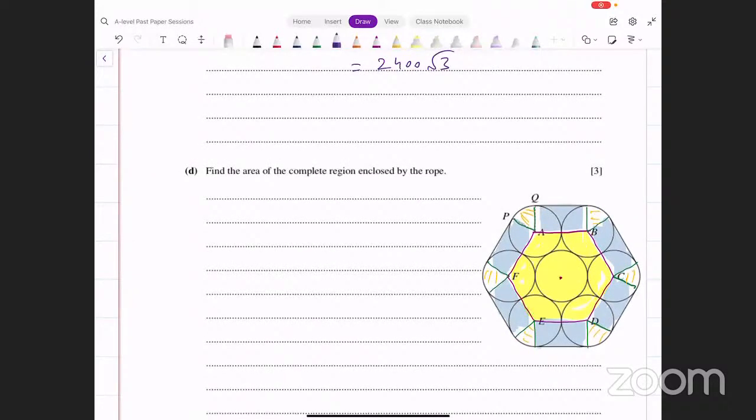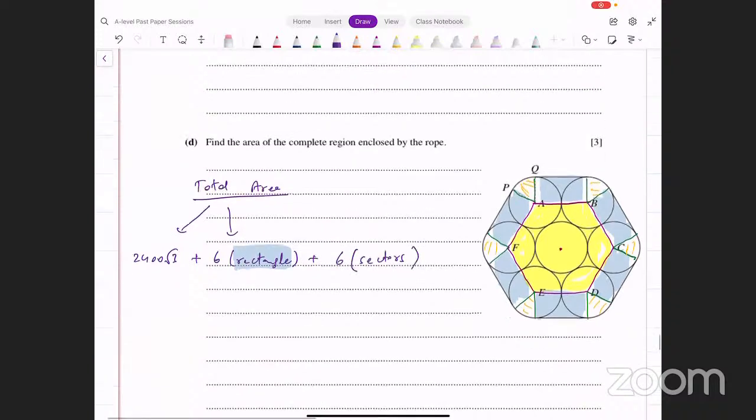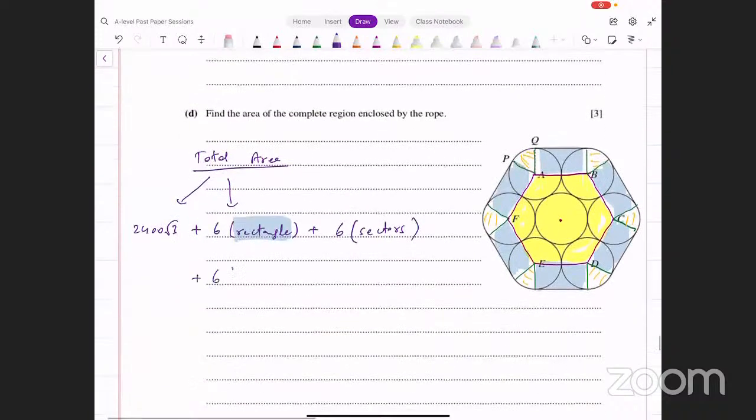Now let me write that down. 2400 square root of 3. Total area के पास क्या क्या आ जाएगा? Total area एक तो आपके पास है 2400 square root of 3 from the previous part. और क्या है? 6 times the rectangles. ये आपके पास ये ब्लू वाला पार्ट है. और क्या करना है उसके अंदर? 6 सेक्टर्स. उन सेक्टर्स के एरिया को ऐड कर देना. ये आपने करना. अब रेक्टेंगल का एरिया क्या आएगा?